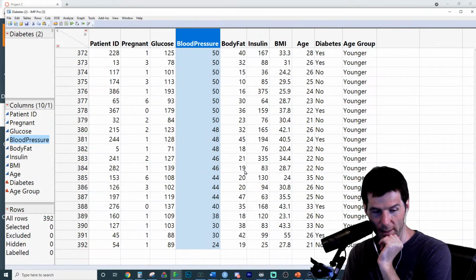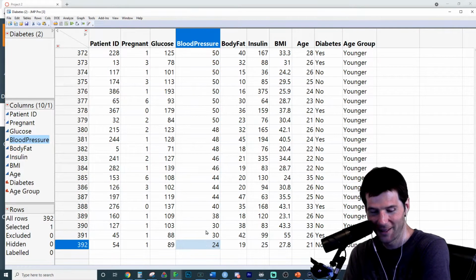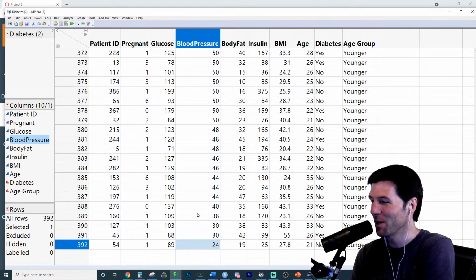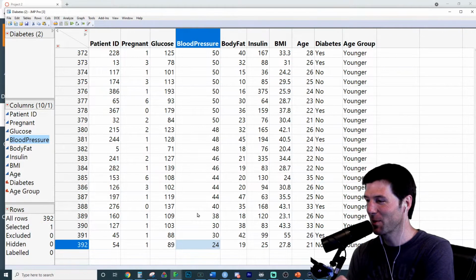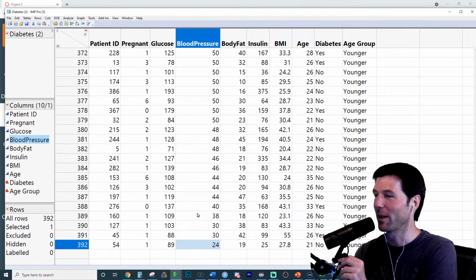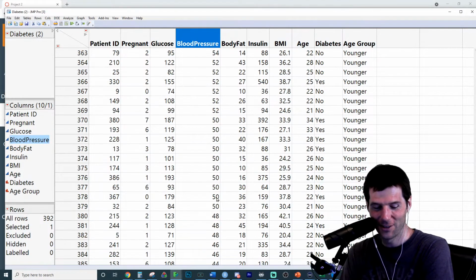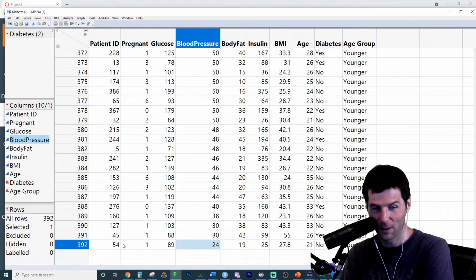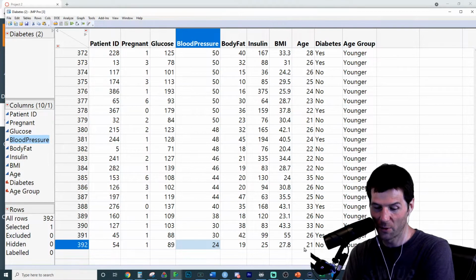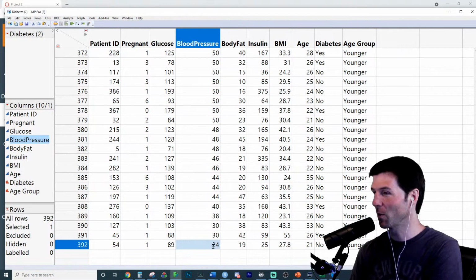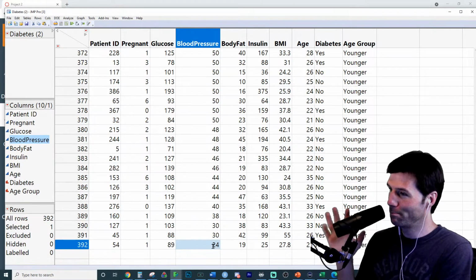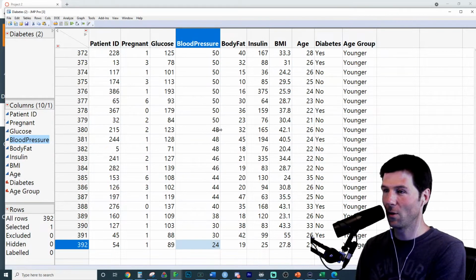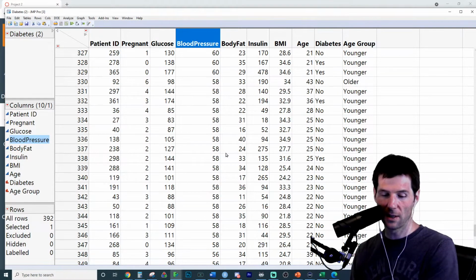And what? How can you have a blood pressure of 24? How could you have a blood pressure of 24? That seems weird right there. I do not understand. This person is 21 years old with a blood pressure of 24. Something is going on there. All these ones right here, I question this data set at this point.